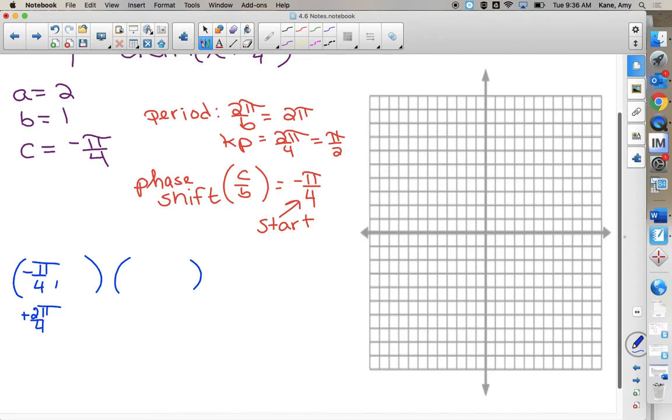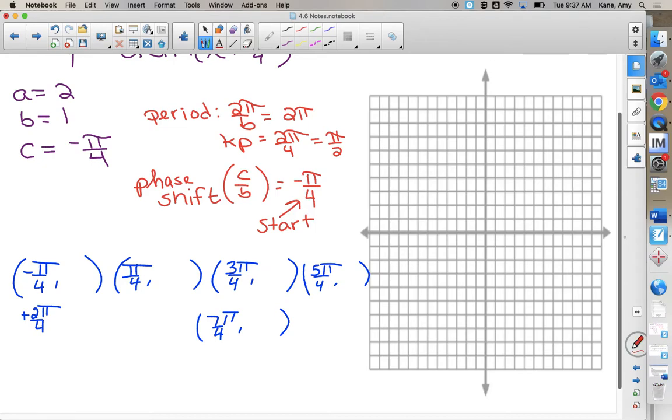3 pi over 4, or no, 1 pi. And then we would have 3 pi over 4. So continue adding pi over 2, or 2 pi over 4. So we would have 5 pi over 4. And then we would end at 7 pi over 4. So remember, the period's 2 pi. So from negative pi over 4 to 7 pi over 4, that distance is 2 pi.